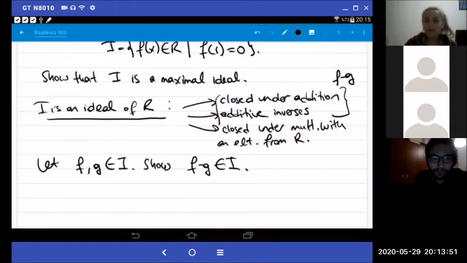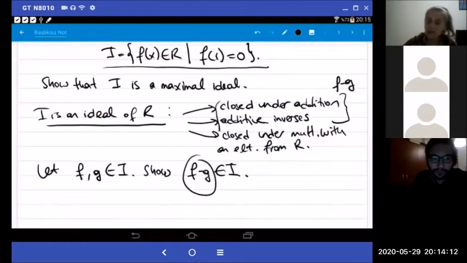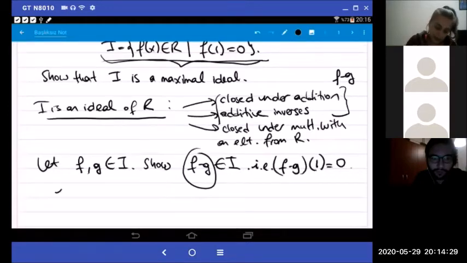Now, what does it mean, being in I? The definition of I is this one, and this means that you're putting some functions inside this I, and these functions have the property that their function values at 1 have to be equal to 0, okay? So, showing that f minus g is inside I means that f minus g evaluated at 1 has to be equal to 0. This is just the definition of our subset I, right? So, let us look at f minus g evaluated at 1.